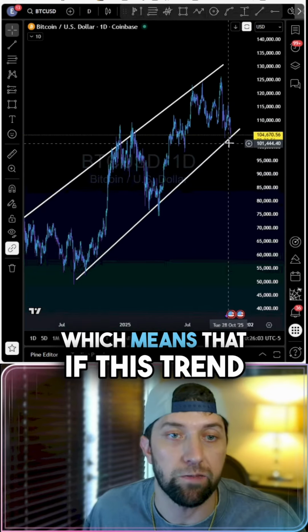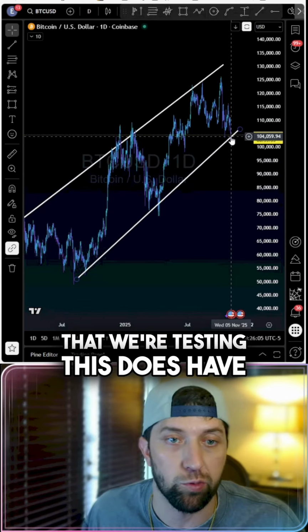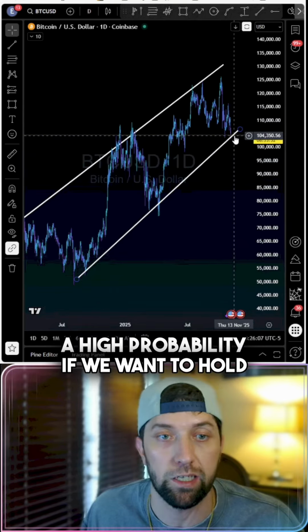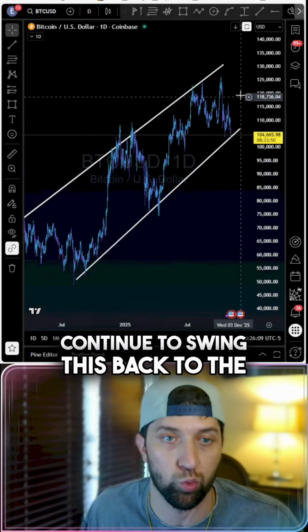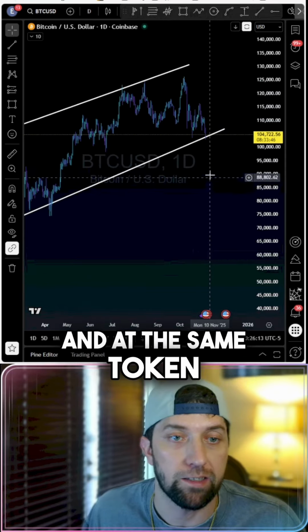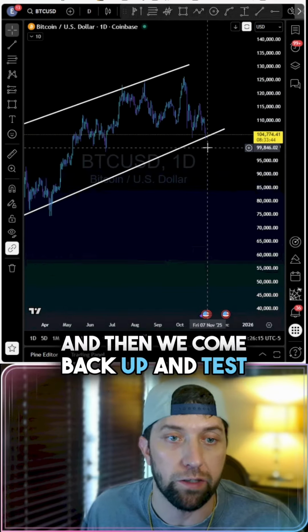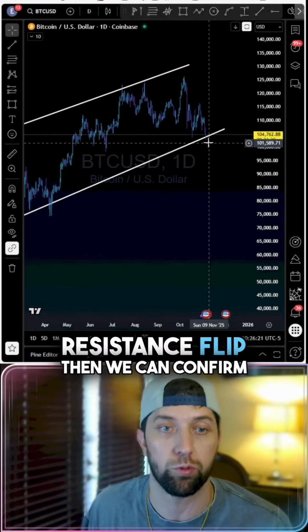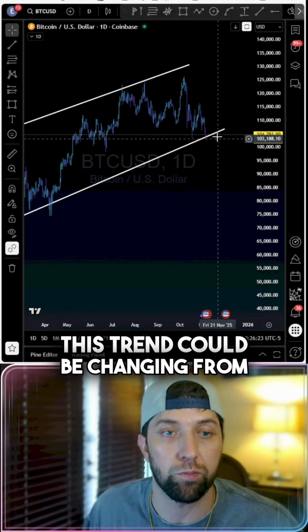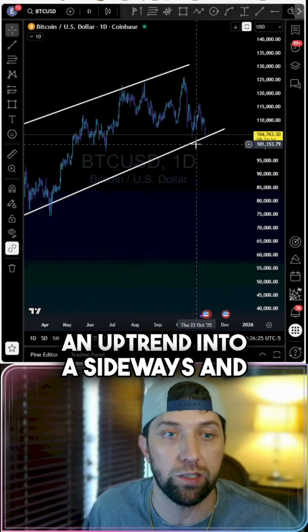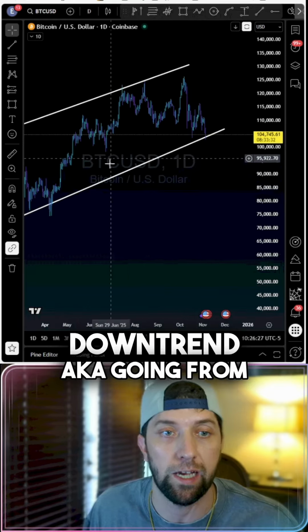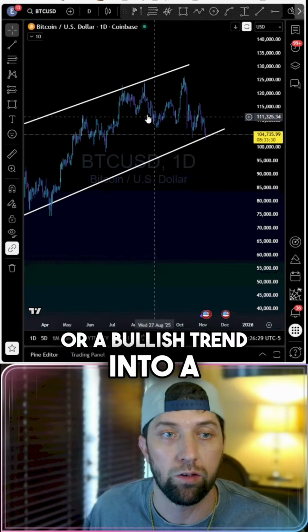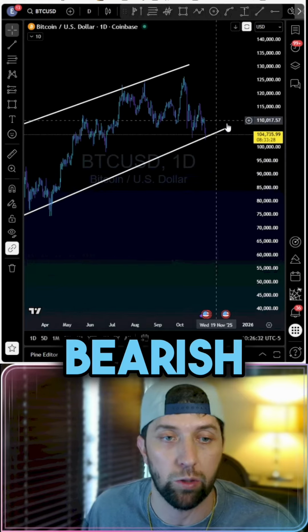Which means that if this trend wants to hold based on the price that we're testing, this does have a high probability, if we want to hold support, that we could continue to swing this back to the top side. And at the same token, if we do fail out of here and then we come back up and test this as a resistance, part of the SR flip or support and resistance flip, then we can confirm this trend could be changing from an uptrend into a sideways and downtrend, aka going from a bullish market or a bullish trend into a bearish market or bearish trend.